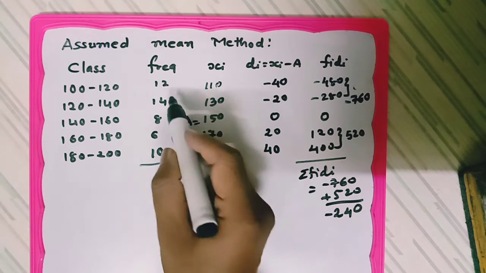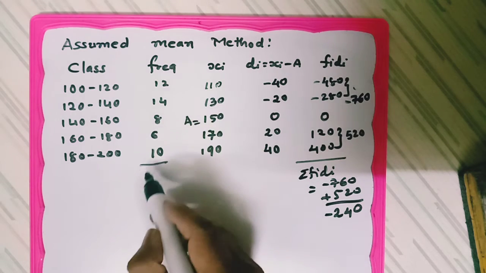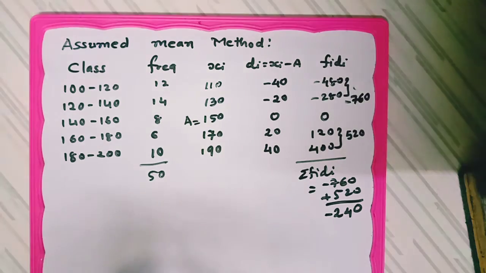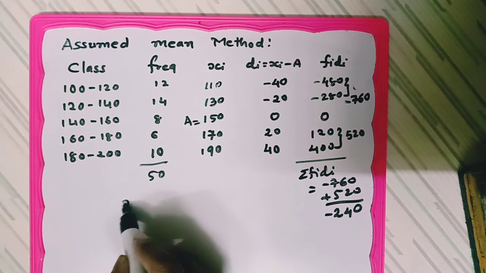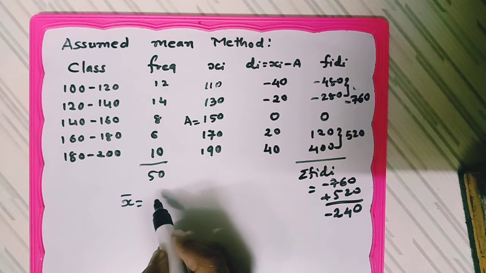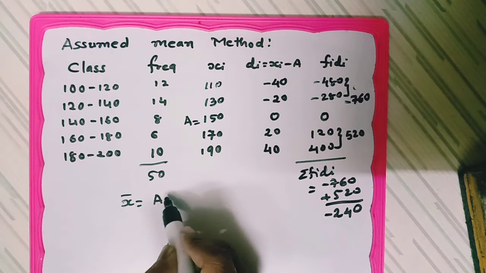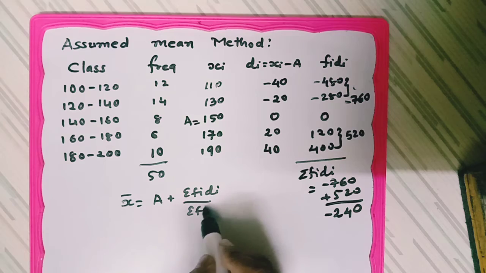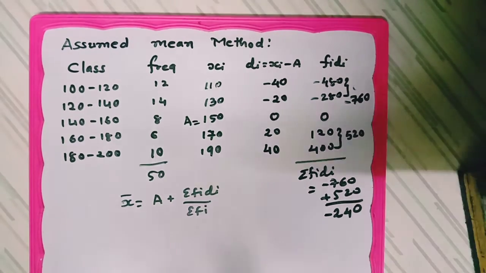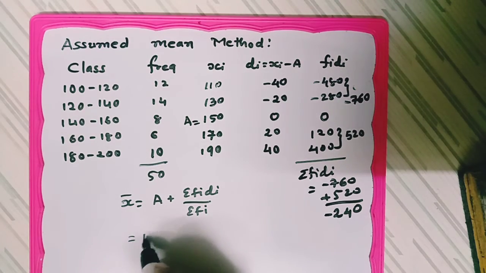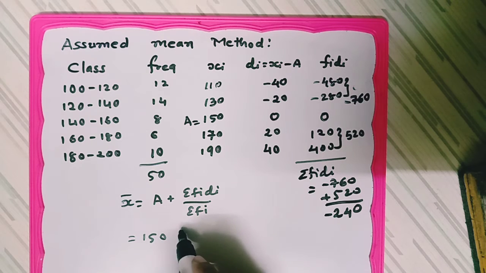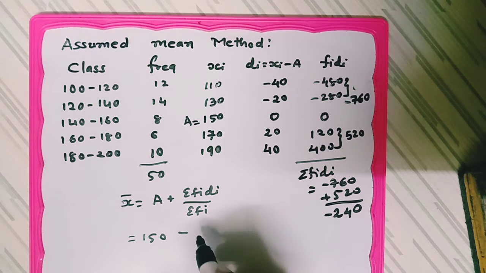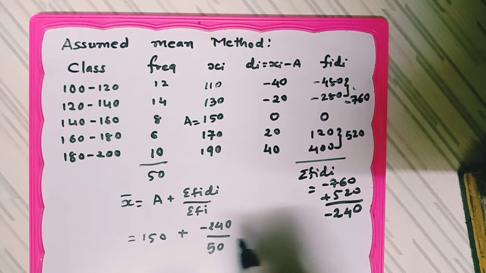Now the total frequency we have: 26, 8, 34, 40 and 50. So we substitute in the formula x bar equals a plus sigma fi di upon sigma fi. So a we have 150, and sigma fi di we have minus 240 upon sigma fi 50.